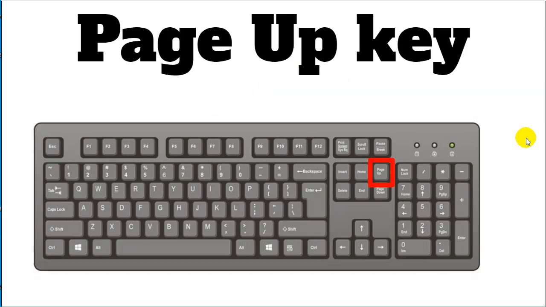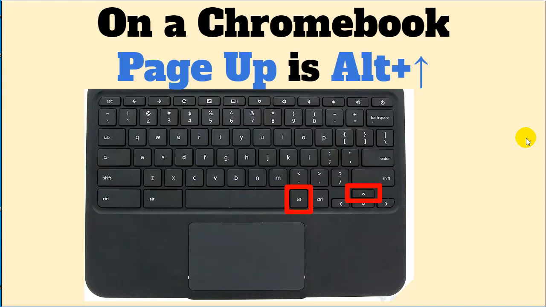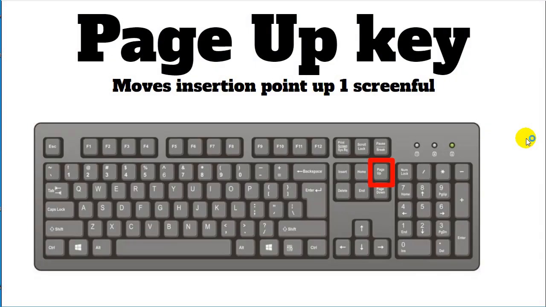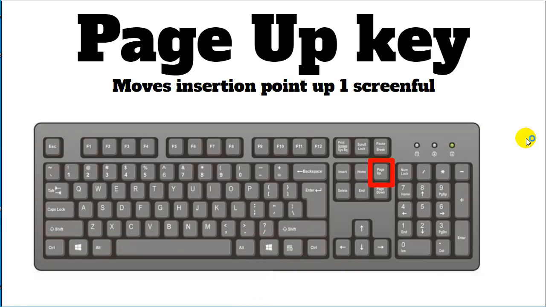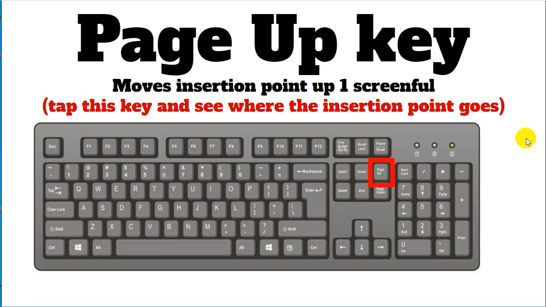The next one's the page up key. On a Chromebook, page up is Alt, up arrow. Take some notes. Are you writing this down? Page up will move the insertion point up one screen full. So if you move to the bottom of the document really fast, remember how to move to the bottom of the document really fast? Control End. If you move to the bottom of the document really fast and then you press the page up key, it will not move up to the next page. It'll just move one screen full at a time. Try it out. See what happens.